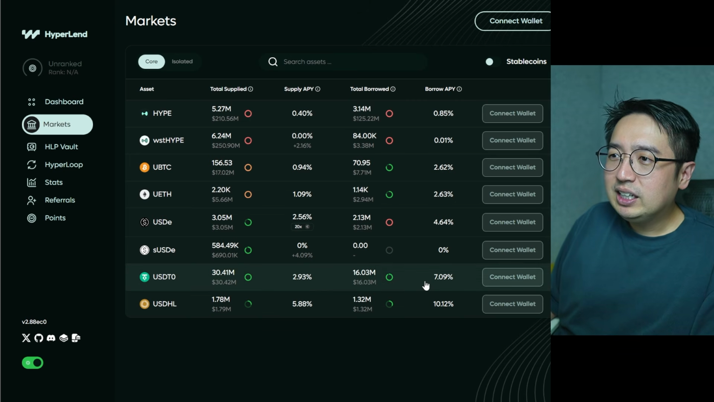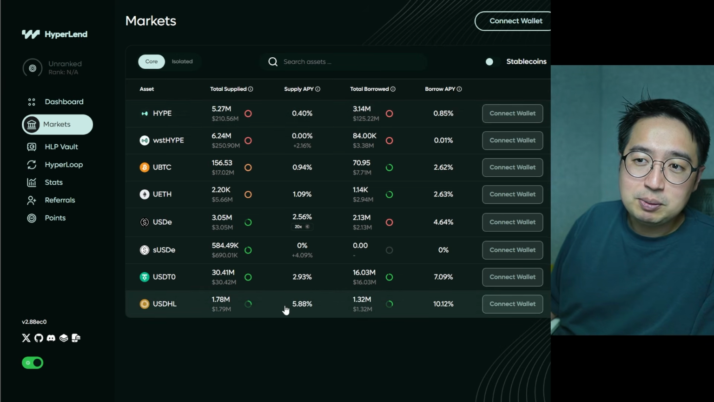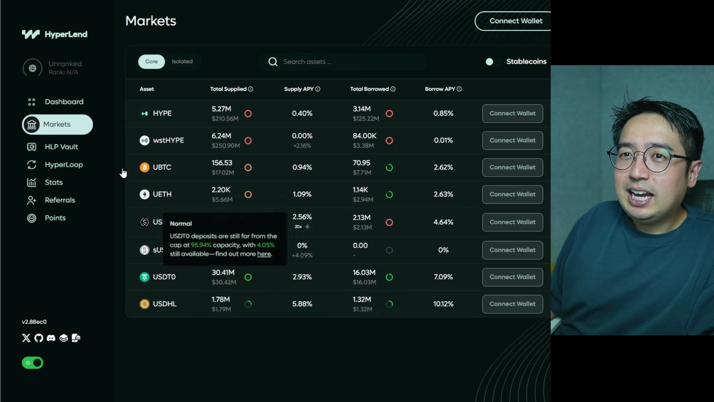So the interest rate is okay. USDHL has a borrow rate of 10%, but the highest supply rate of 5.88%. I know, not an exciting amount.